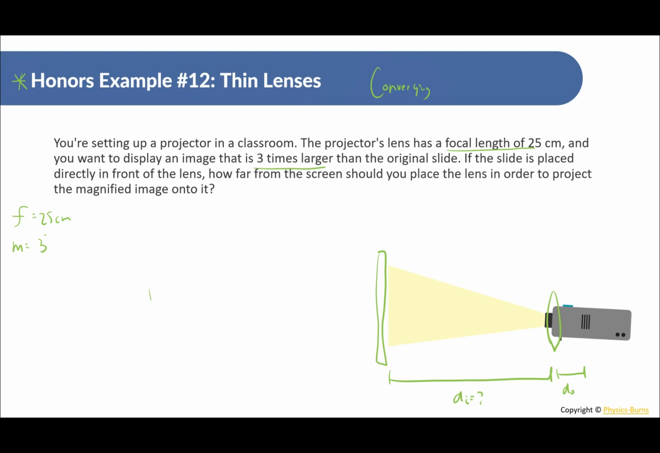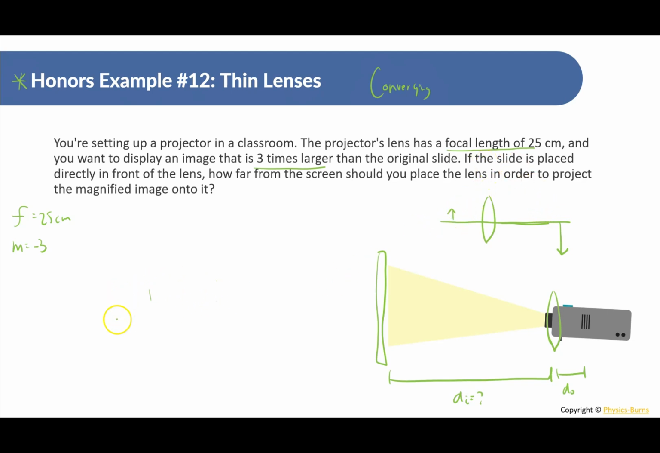But what we should know is if it is a real image and it is converging, that means that it is going to be inverted. So this should be negative 3. Okay. So just to make that make more sense, it's going to be like this. And then, since it's on the opposite side, it needs to look something like that. Okay, so that's why we know it's negative.